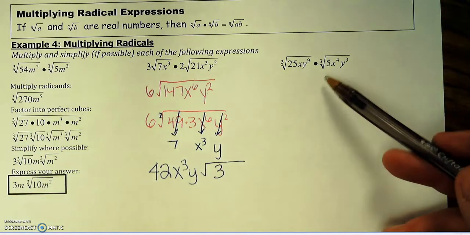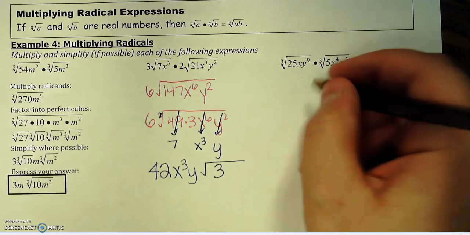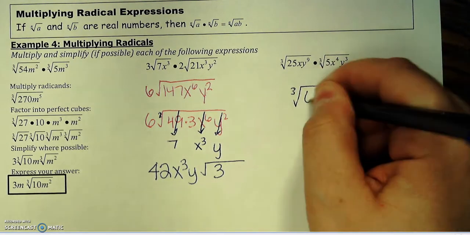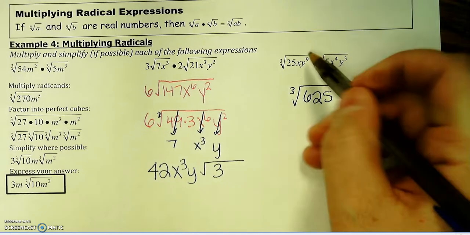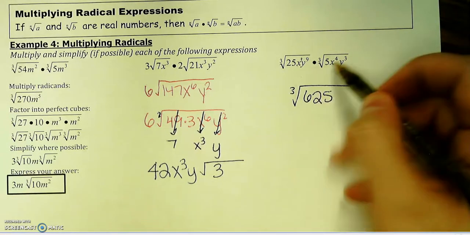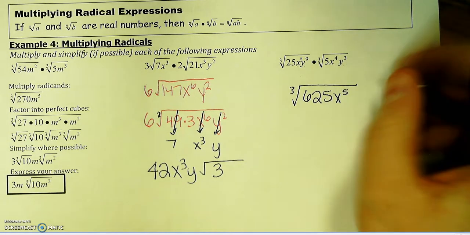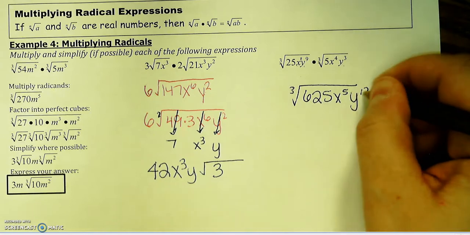Same process, except this is a cube root. So what I'm going to do here is squish these together. I'm going to do 25 times 5. So if I do that, 625. And I'm going to add the exponents on the like variables. So x times x to the fourth is x to the fifth. Y to the ninth times y to the third is y to the 12th.